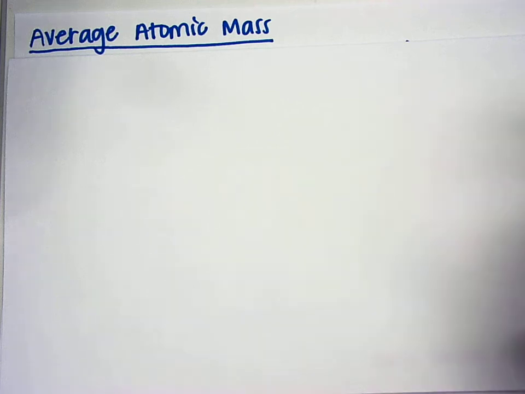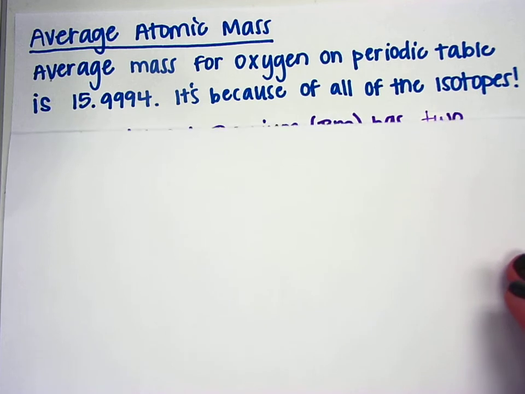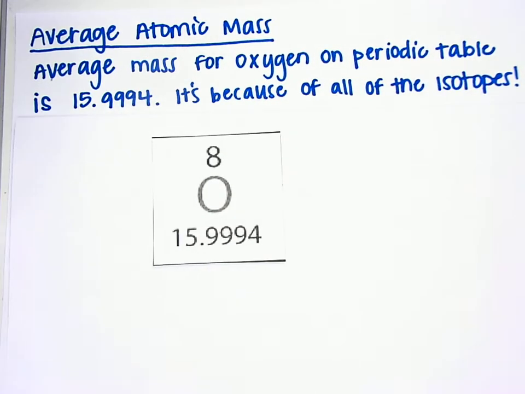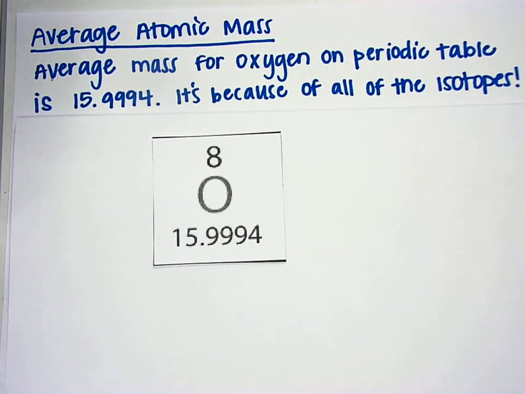Okay, this little bit is on average atomic mass. Average atomic mass is the mass that you see on the periodic table. So when we look on the periodic table for oxygen, what we see is 15.9994. Of course, we're not going to have part of a proton or part of a neutron. So the reason that number is a decimal is because it's taking into account all of the isotopes that exist on the entire planet and their percentages.